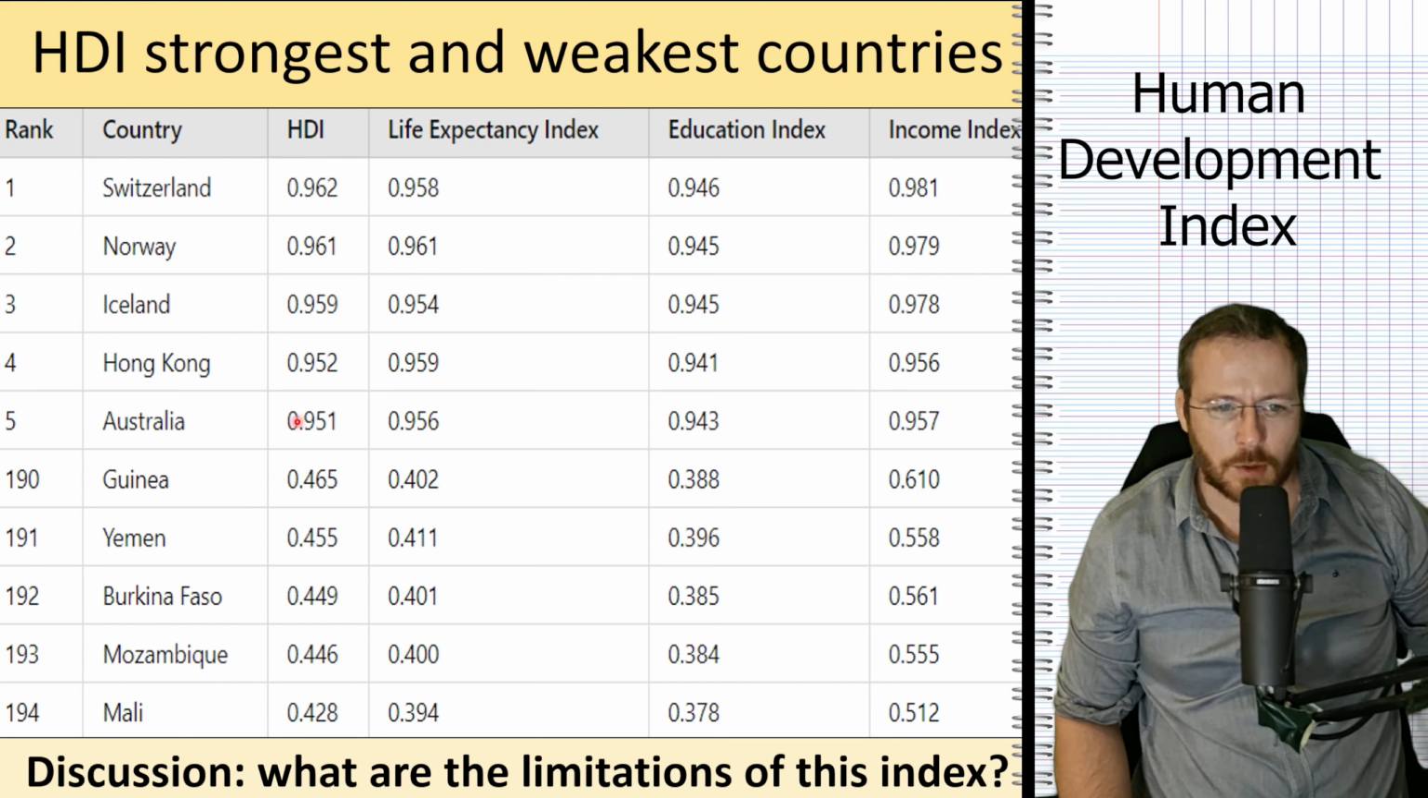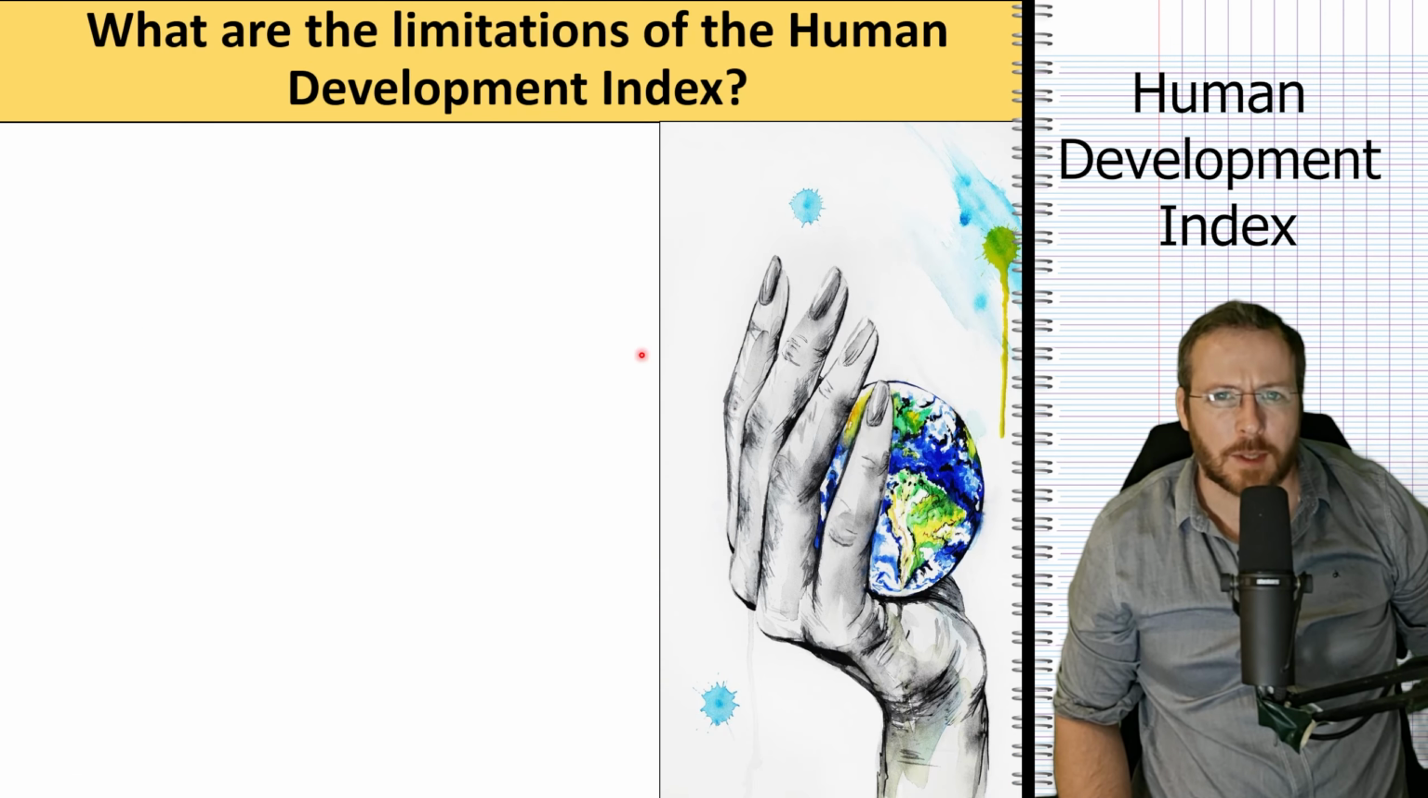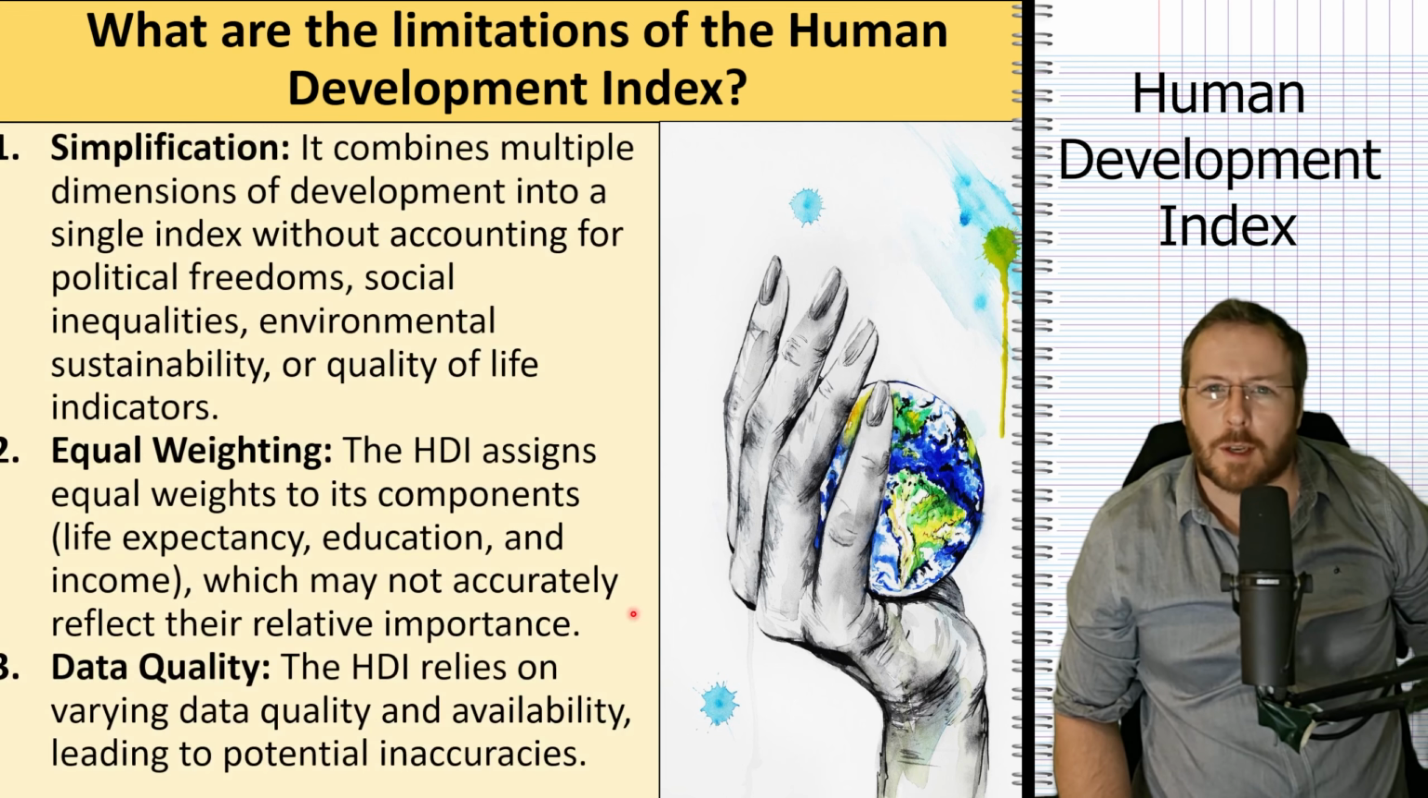So we can see these countries here fall below the 0.5 threshold, and these countries are well above the threshold for being a highly developed country. So what are some limitations of this model? These are really important for your exams, these type of questions. Can you pause the video and have a think? Let me show you. Sometimes it can be oversimplified.